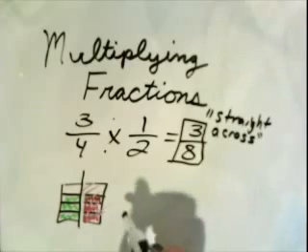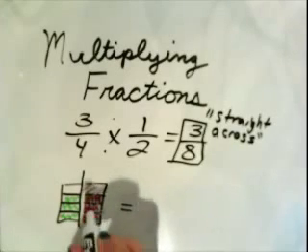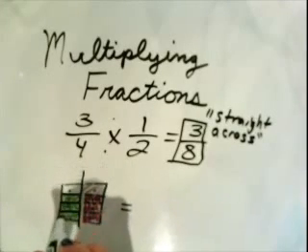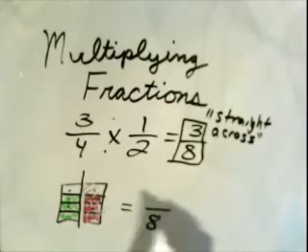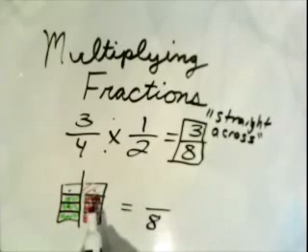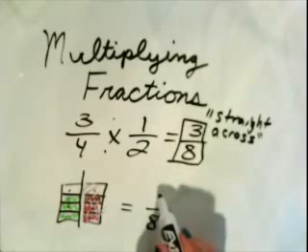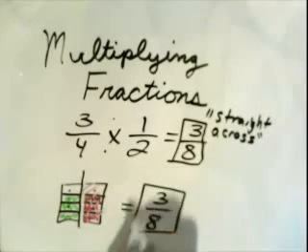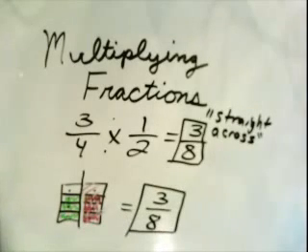So how many total pieces are in this picture? 1, 2, 3, 4, 5, 6, 7, 8 total pieces. And how many of mine ended up shaded? What was the overlap of 1/2 and 3/4? So half a group of 3/4 gave me 3 total pieces. Notice how that's the same answer we got from our straight across.